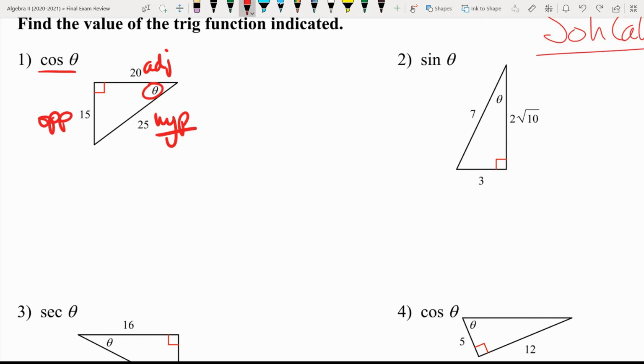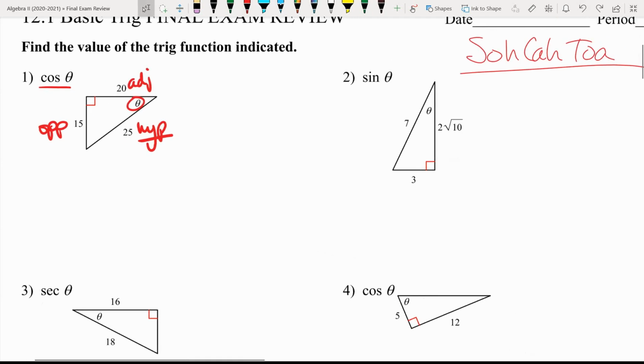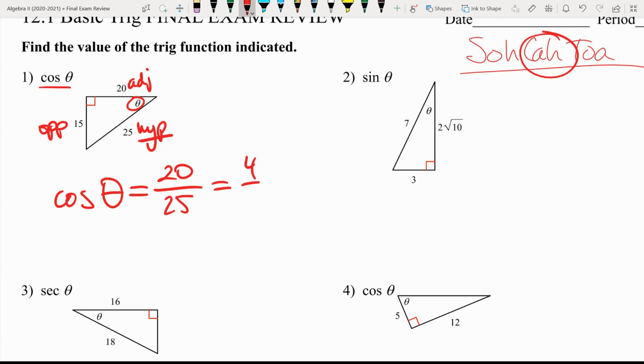Makes sense, right? So in this instance, I'm doing cosine. Cosine is adjacent divided by hypotenuse. So when I figure out what the cosine of theta is, it really is just one number divided by another number. One side, the adjacent side, which is 20, divided by the hypotenuse, which is 25. And of course, we reduce that. So the answer would be 4/5 for this particular one.